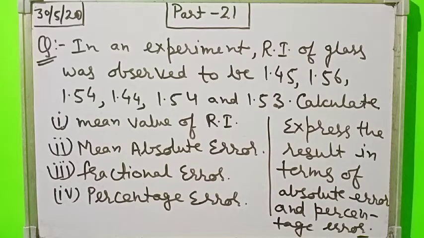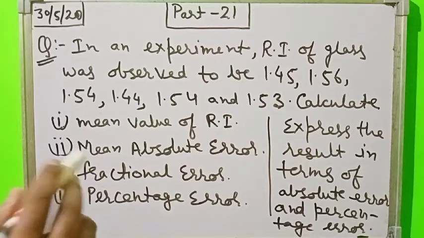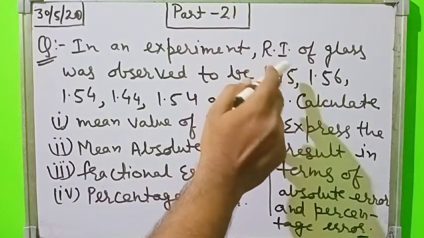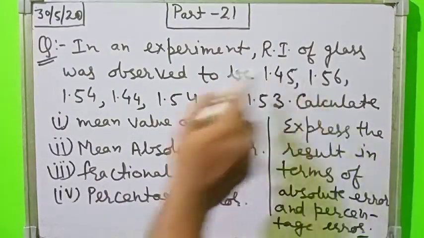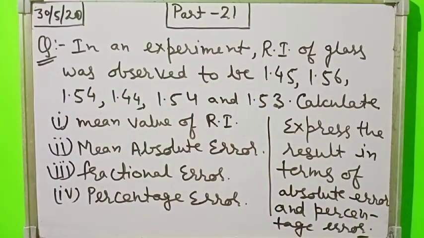So first of all, what is our strategy for solving the numericals based on errors? First of all, we have to read the problem carefully and be sure to understand the nature of the problem before proceeding further. What is the nature of the problem? What is asked? Go through it first. Then you have to label all physical quantities. Suppose here the refractive index of glass is given. So according to your supposition, you can label mu1, mu2, mu3, mu4, mu5 and mu6.